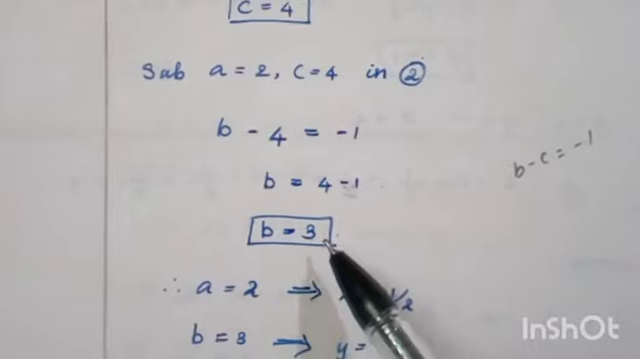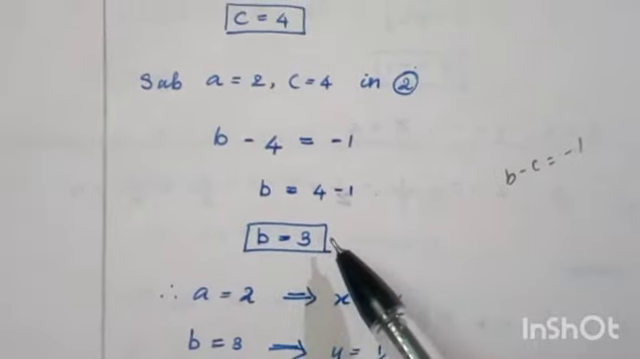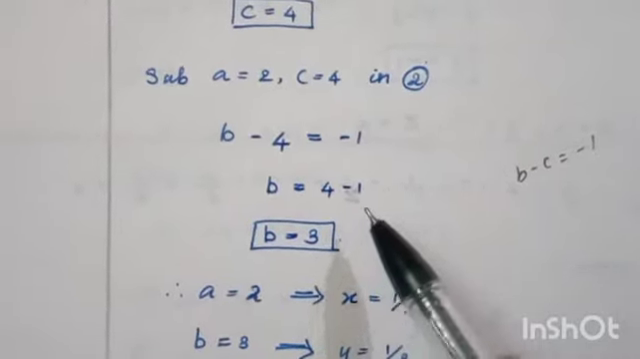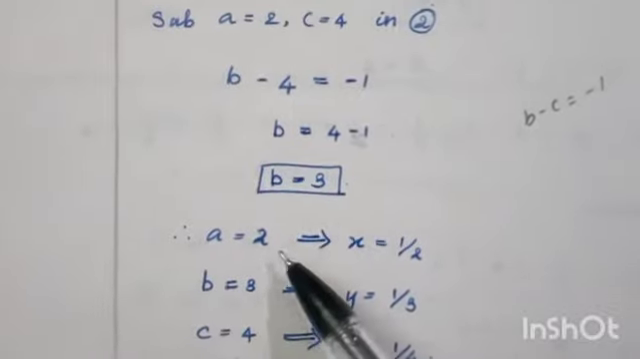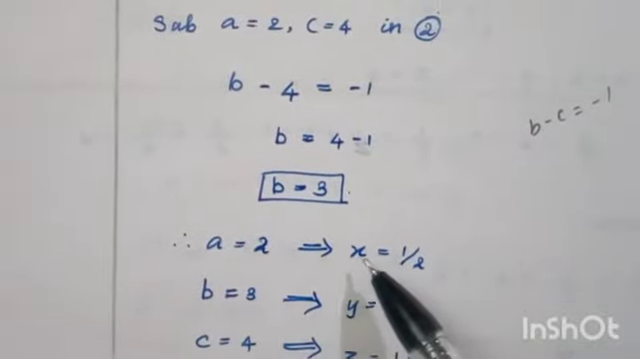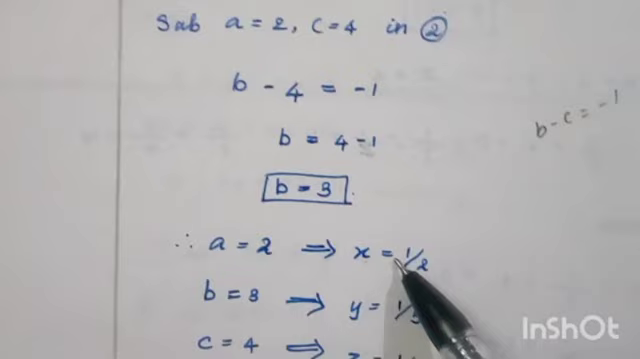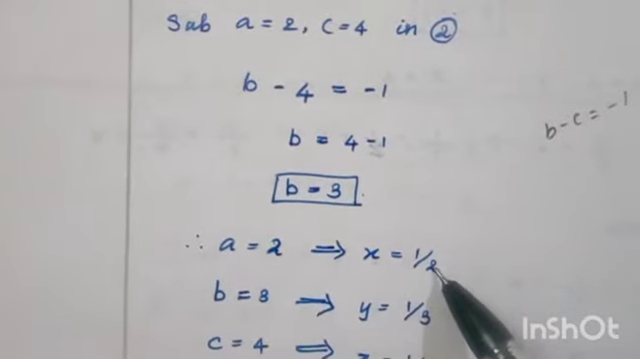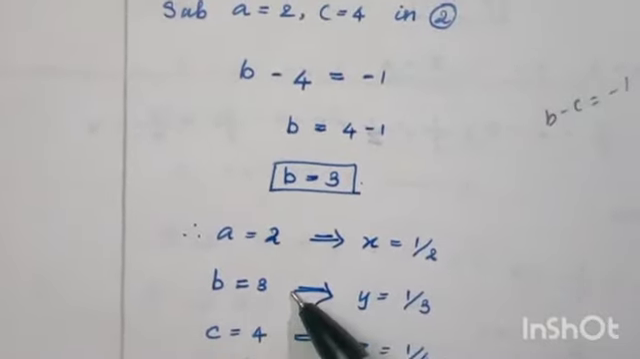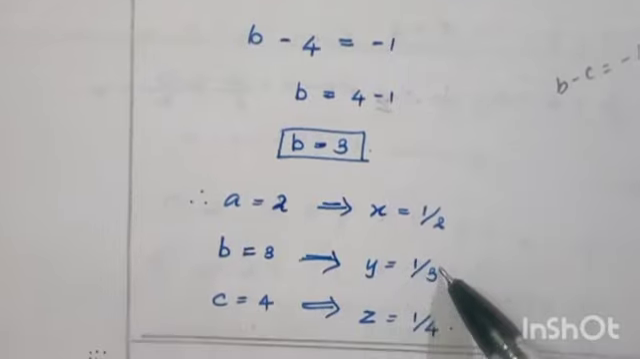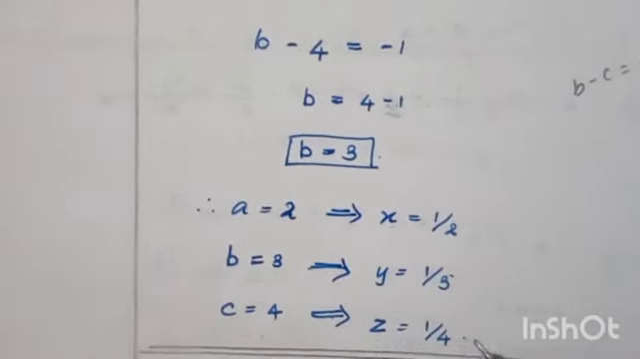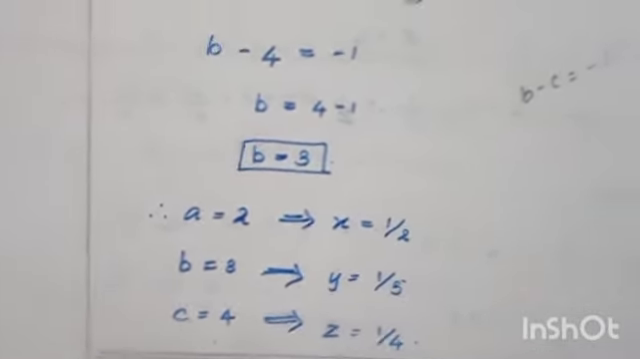a value we found, b value also we found, c value also, all 3 values we already found. So now a equal to 2. a we assumed as 1 by x. So x is equal to 1 by 2. b equal to 3. So this implies y equal to 1 by 3. c equal to 4. This implies z equal to 1 by 4.